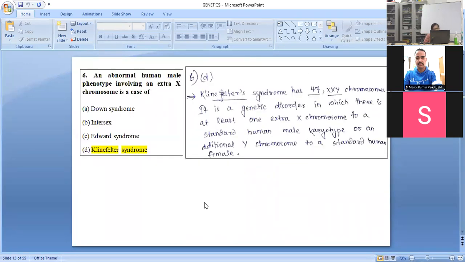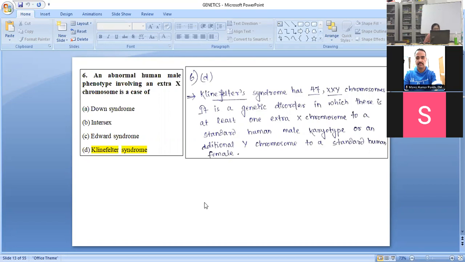Now, a normal or abnormal human male phenotype having an extra X chromosome. We have many different conditions. We have a loss of a chromosome, we have an extra chromosome. So these are abnormalities in chromosome numbers. What is this particular condition called? An abnormal human male phenotype involving an extra X chromosome.